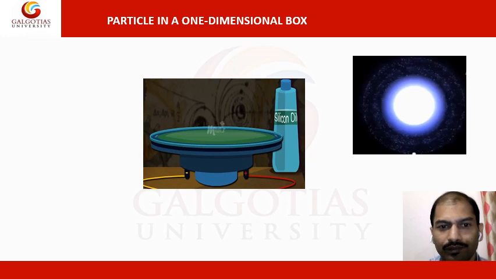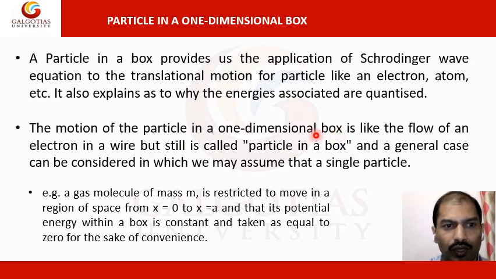A particle in a box provides us the application of the Schrödinger wave equation to the translational motion of a particle, such as an electron or small particles. It also explains why the associated energies are quantized. The motion of the particle in a one-dimensional box is like the flow of an electron in a wire, but it is still called a particle in a box.